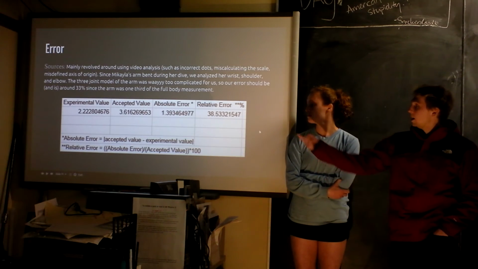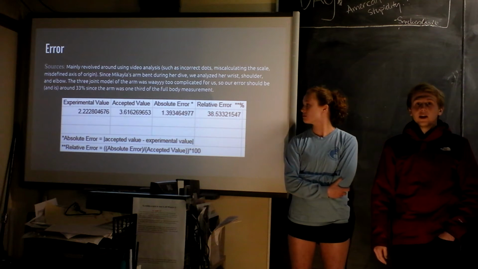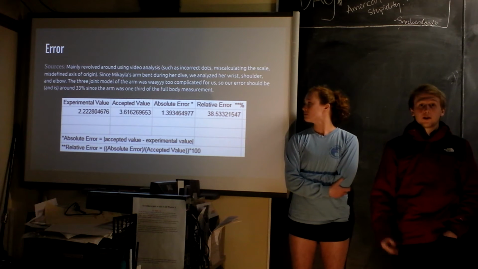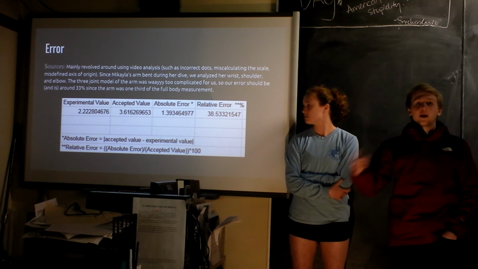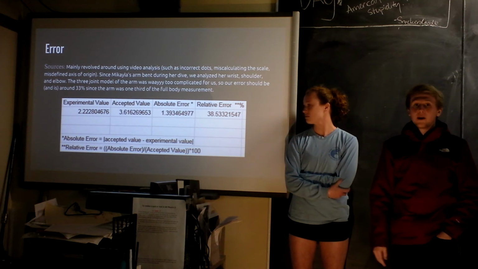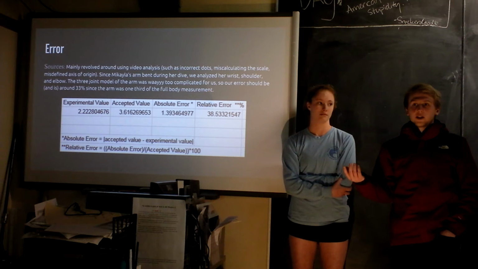So this is our error. Our experimental value was adding the leg and torso data together to find the total rotational kinetic energy of that, and our accepted value was the total rotational kinetic energy of her full body approximation animation. And we were off by about 38%, which was like, oh my gosh, 38%.